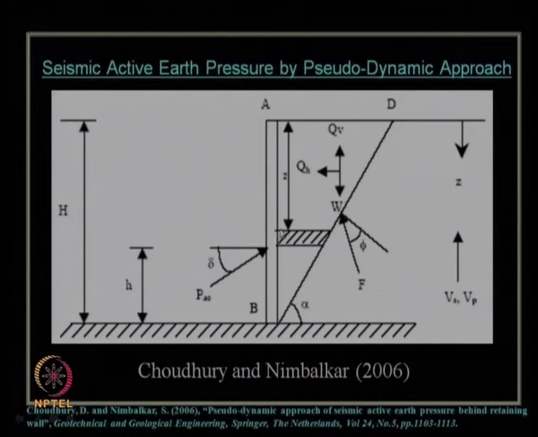Here also, this infinitesimally small element has been considered at a depth of z with thickness dz. Z is measured from the ground surface, and Vs and Vp are the shear wave velocity and primary wave velocity of the earthquake excitation. The details are available in the publication from Dr. Sanjay Nimbalkar's PhD thesis work, Choudhury and Nimbalkar 2006, in Geotechnical and Geological Engineering, an international journal published by Springer. This is the volume number, page number, etc.